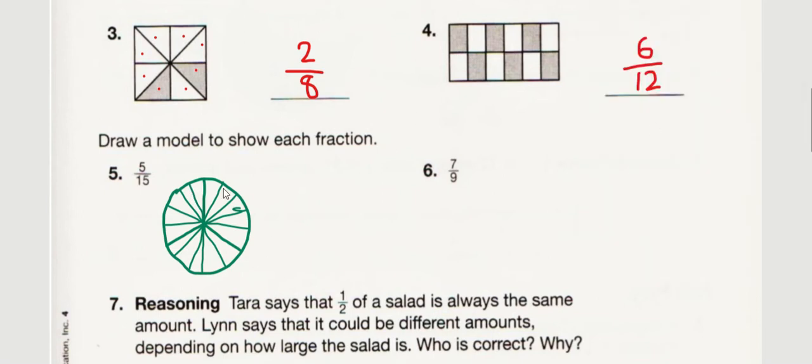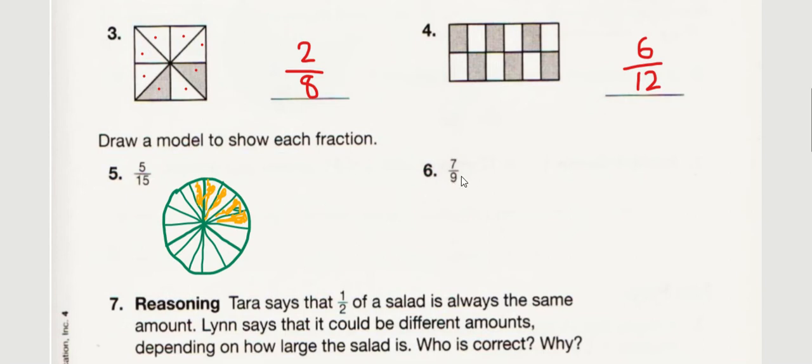Yes, we are going to shade 5 parts. Here we have 1, 2, 3, 4, 5. So with your pencil and on your book it will be easier for you because I'm using the mouse for drawing. Okay, now here we have 5/15 of the circle shaded.